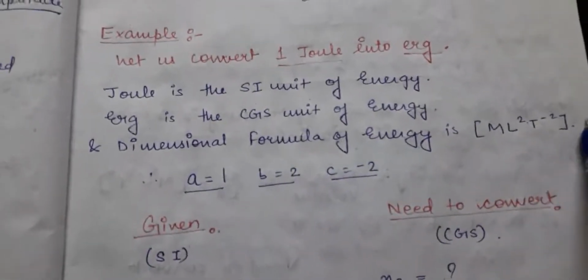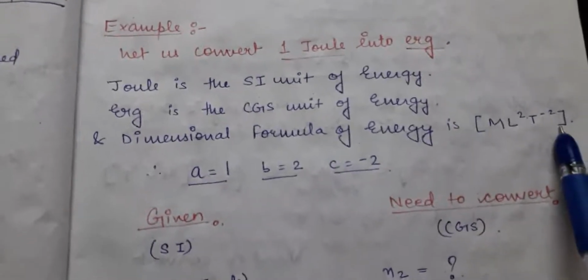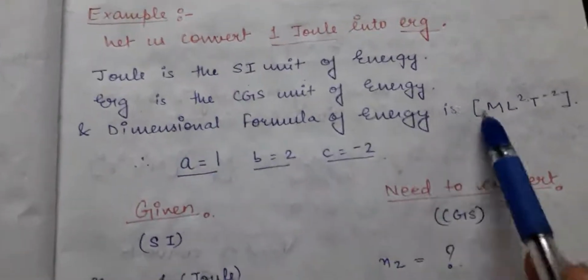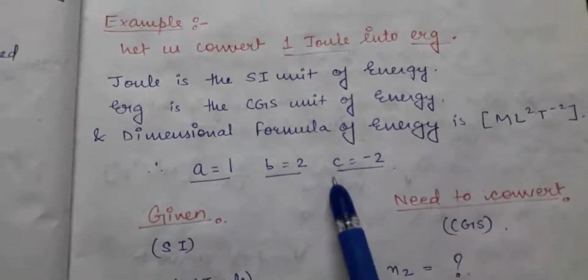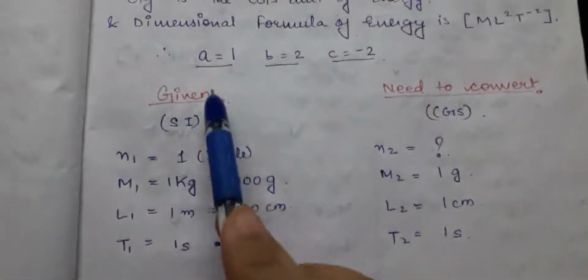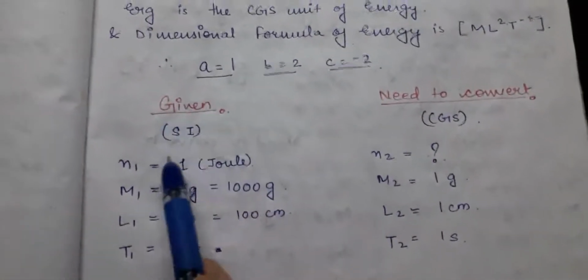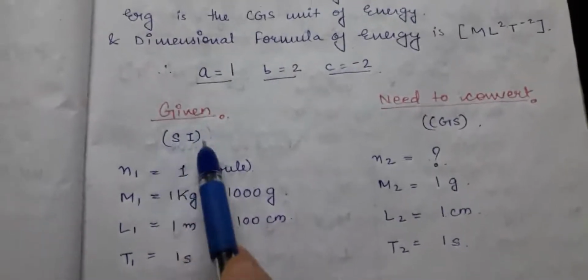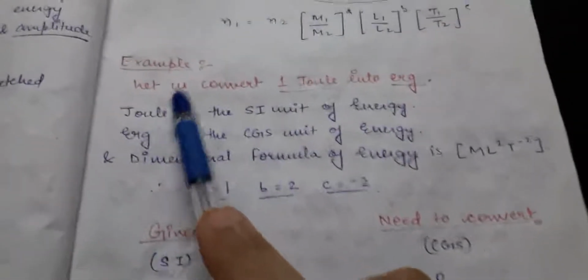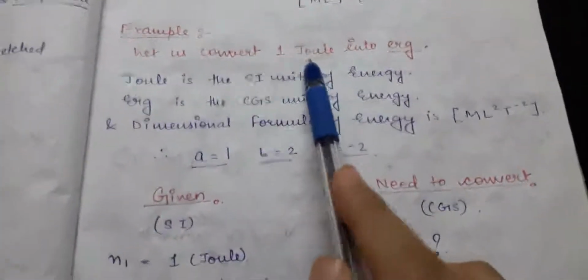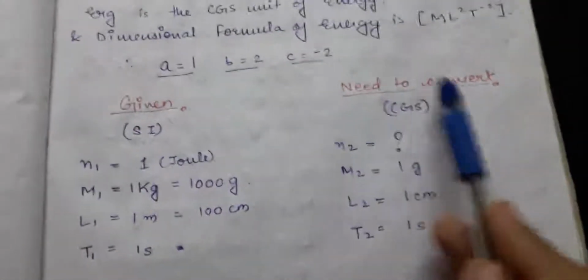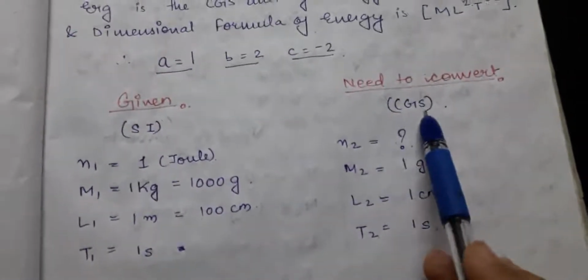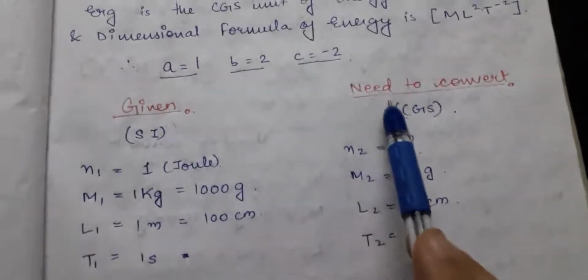The dimensional formula of energy is M L^2 T^-2, where a equals 1, b equals 2 and c equals minus 2. The next step is to write which system has been given to us. In this question, SI is given, because we are converting 1 joule, and joule is SI. We need to convert into erg, which means the CGS system. So first of all we write what is given and in which system we need to convert.